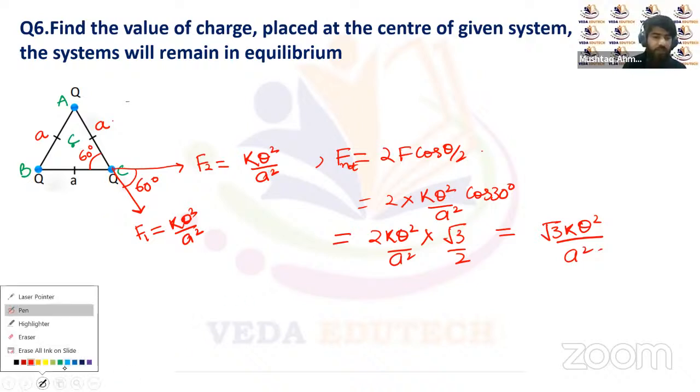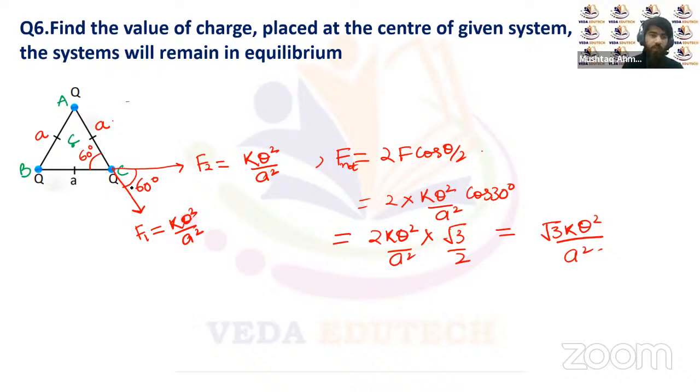Now, we have to place this charge Q at C in equilibrium. So it means there should be an equal amount of force in the opposite direction, right? That's root 3 KQ square upon A square on this charge Q. Then only it can remain in equilibrium, because there is a net force along this direction equal to root 3 KQ square upon A square. There should be an equal and opposite force on this charge Q at C so that it remains in equilibrium.